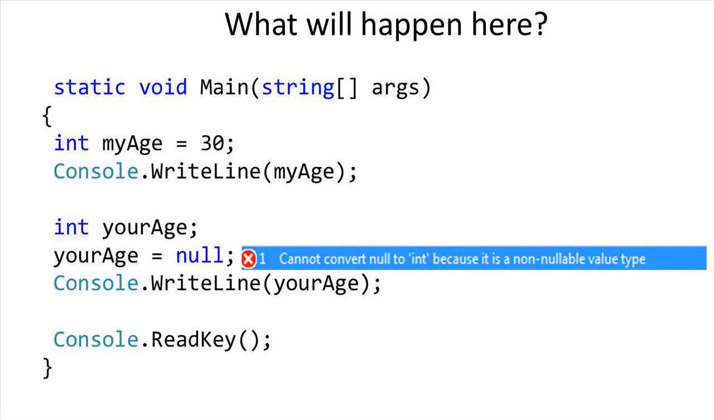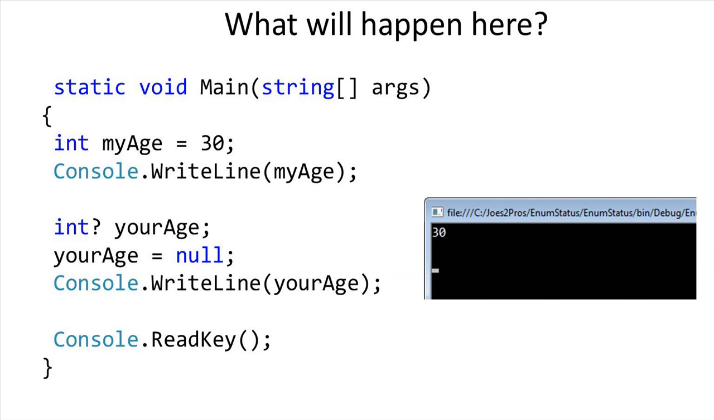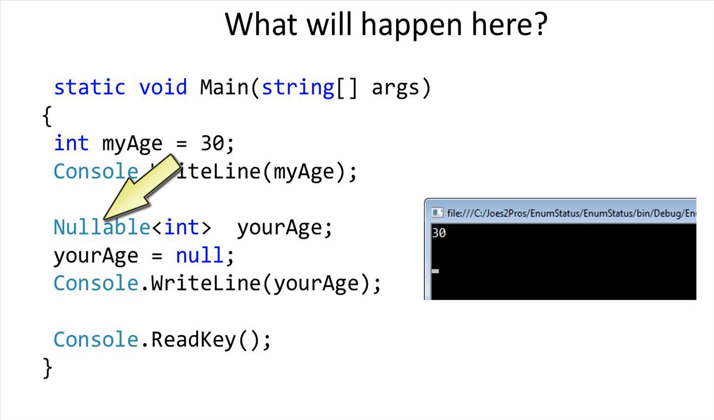But this will cause an error during the initialization because integers normally do not allow nulls. This is because integers are a value type. Integers must have a value. By putting a question mark right after the int keyword for the data type, it will now allow nulls, and this program will run. Both write lines will run. The first write line will display 30, and the next write line will display a null. The question mark was a shorthand for this notation, which makes the int nullable.